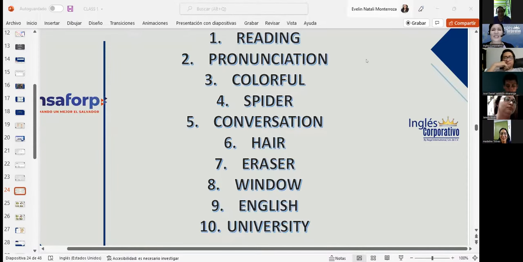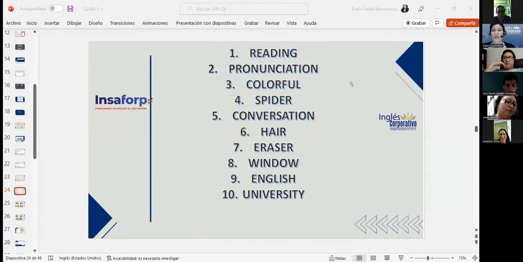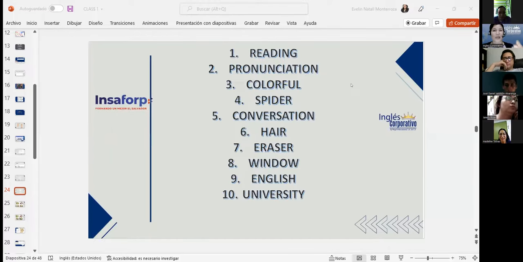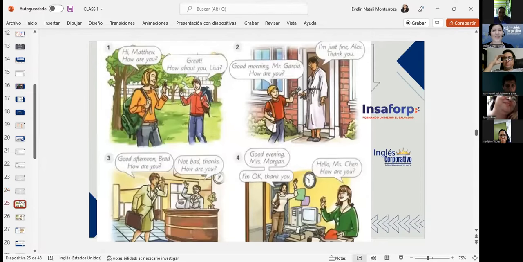So, as you can see, the words were not very difficult. We have reading, pronunciation, colorful, spider, conversation, hair, eraser, window, English, and university, right? Those were the words that we were using today. In the final days of the module, we are going to do another one. Por ahí al final del módulo vamos a hacer otro. Vamos a ver qué tal nos va. So, thank you, my dear students, for this experience that we have.